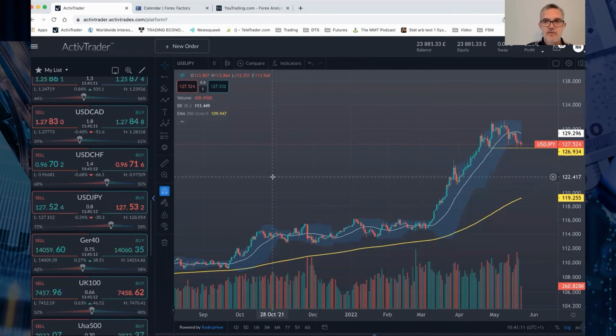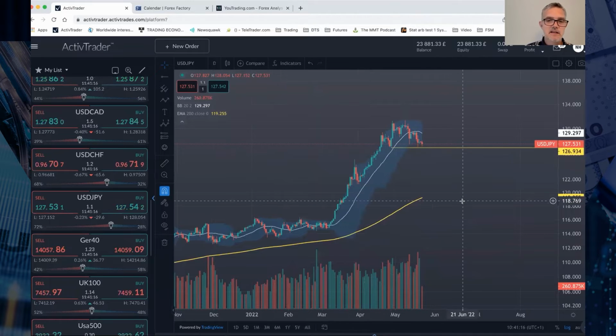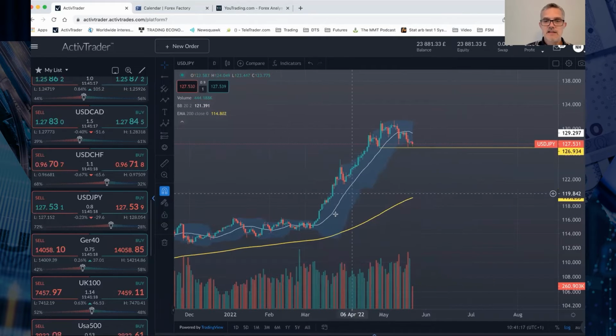Going to the active trader platform, dollar versus the yen, obviously being one of the main currency pairs that have done well this year. March was the springboard, if you like, for this big explosive move to the upside. We got up to 131, and now we found resistance.